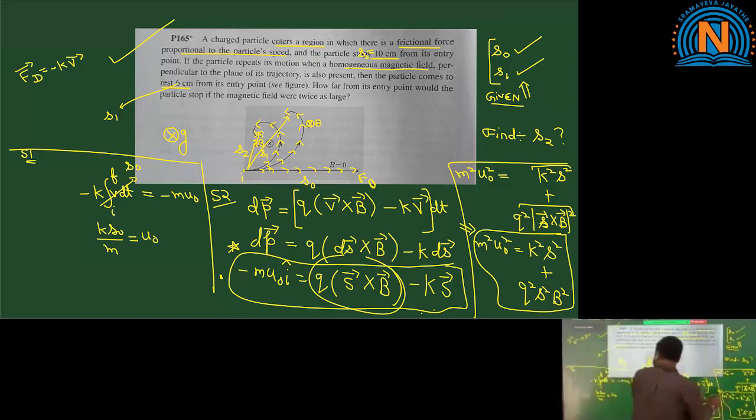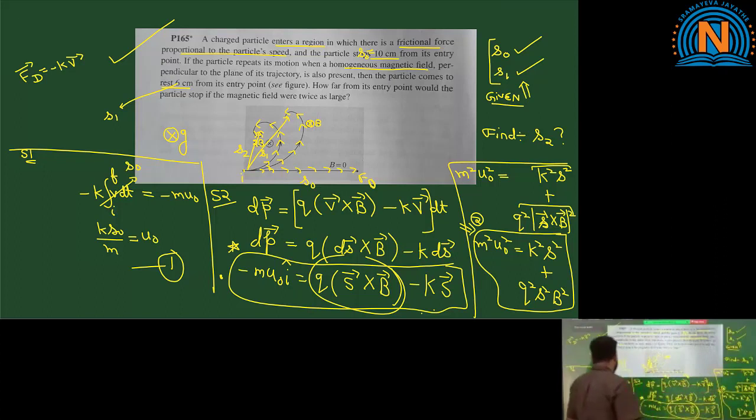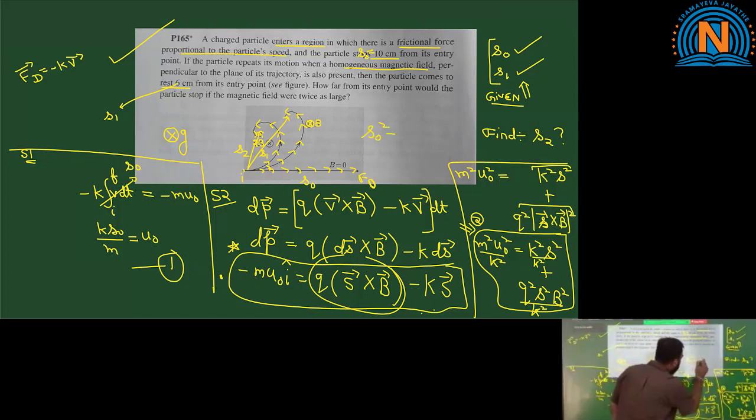Because if this was my first equation, here I have got my second equation. Just I have to divide this second equation by k square. If I divide this equation by k square, remember k is also not given, and the k square term I also take here. So LHS becomes m square u naught square by k square. So basically, s naught square becomes equal to s square plus whatever term you are having, which is q square b square s square by k square.